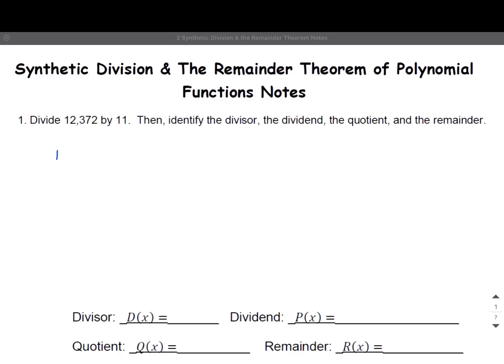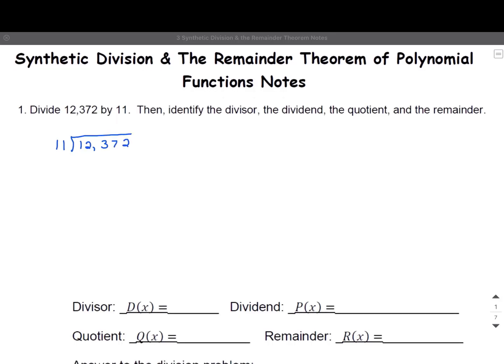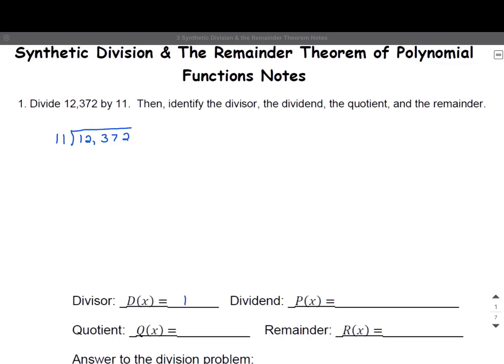Okay, so we're going to take 11 and it divides into 12,372. So now remember, when we do this, our divisor is the 11. That's what we're dividing by. Our dividend is what we're dividing into. That's the 12,372. So we're going to do the division to find the quotient and the remainder.